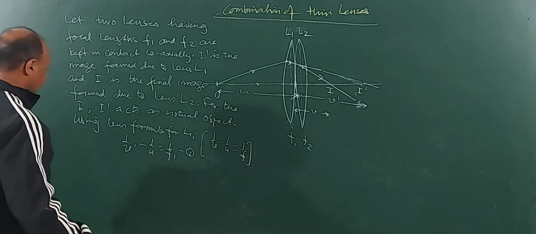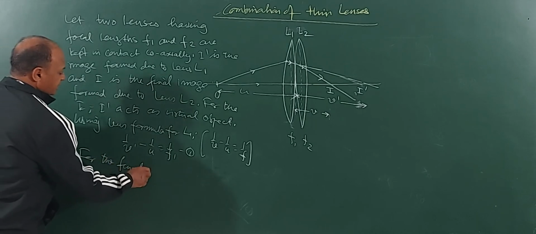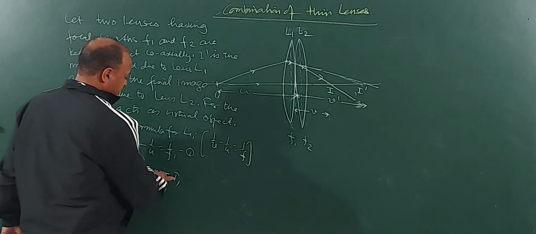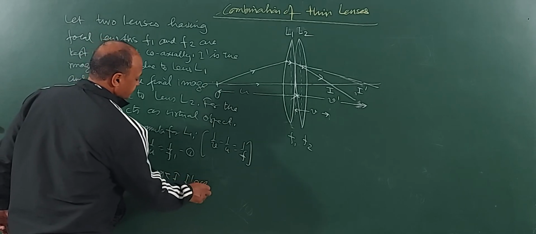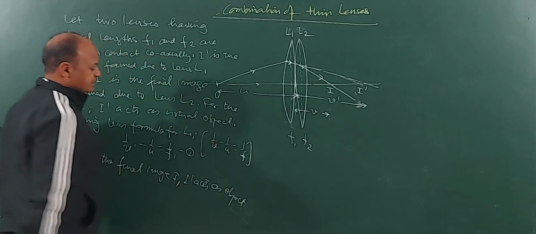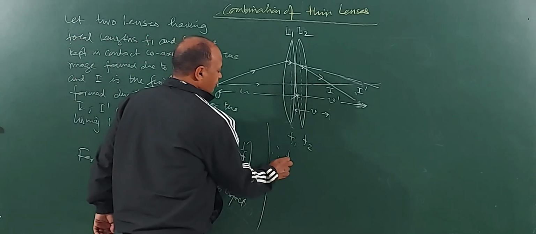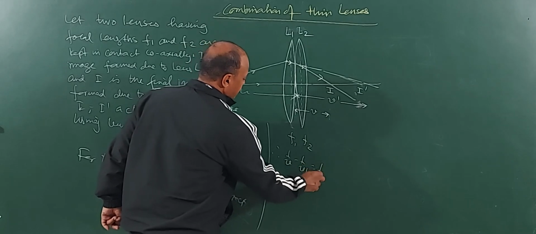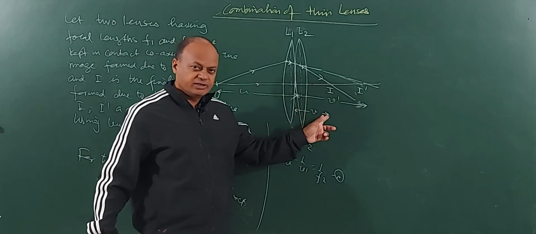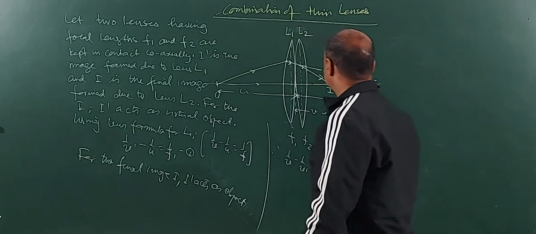So we will be writing, for the final image I, I dash acts as object. Now, if I use the lens formula, 1 by v minus 1 by v dash is equal to 1 by f2. For the second lens L2, the image distance is v and the object distance is v dash. Clear? Now, we'll just add 1 and 2.